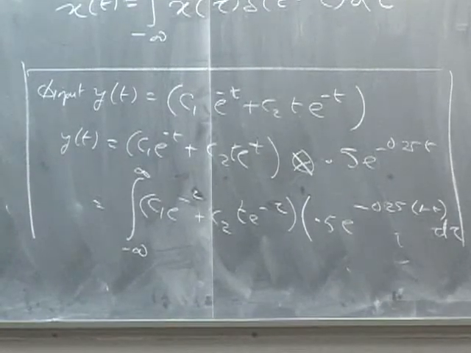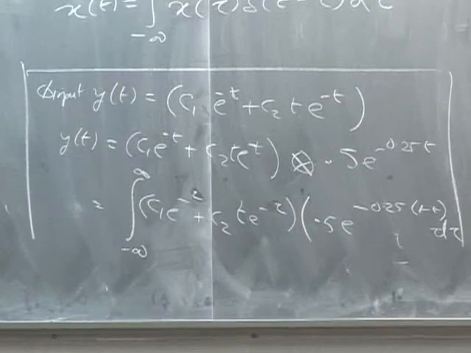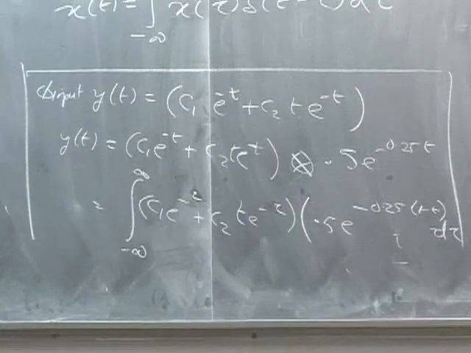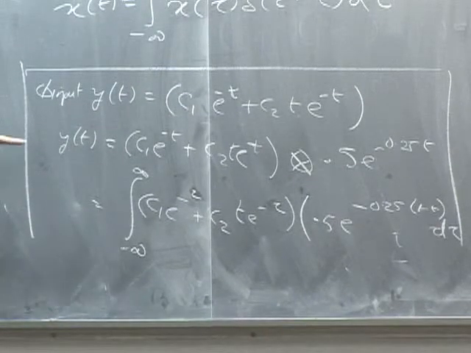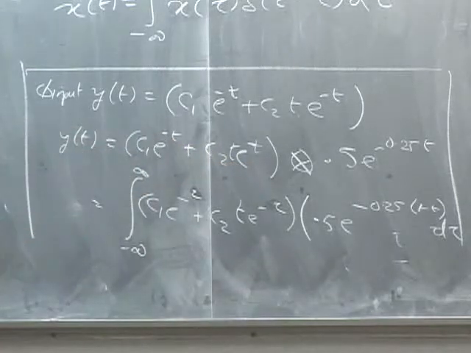Let me see, x of tau h of t minus tau d tau. Right, I could write it in this form. But why bother, right? This is easier to write over here, but it means the same thing.